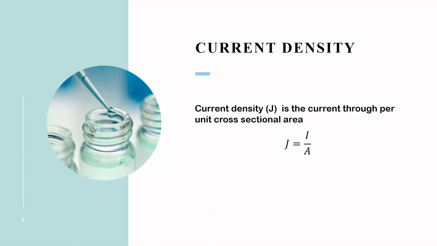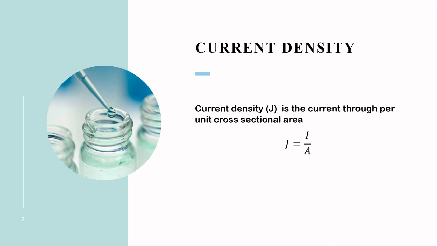The first topic of electrical conductivity is current density. What is current density? The current density, which is defined by J, is the current through per unit cross sectional area, and J is equal to I by A. I is the current and A is the cross sectional area. So the current through per unit cross sectional area is called the current density.